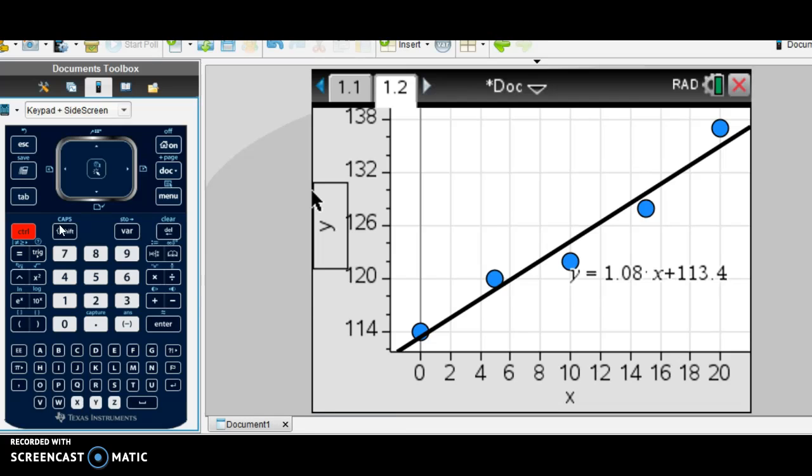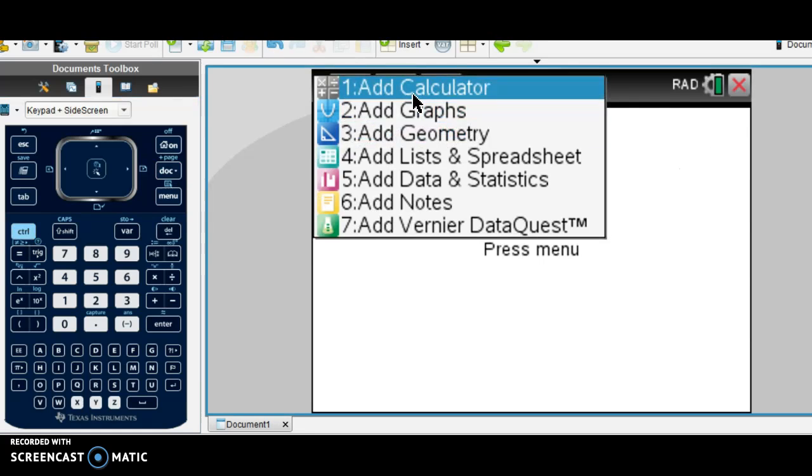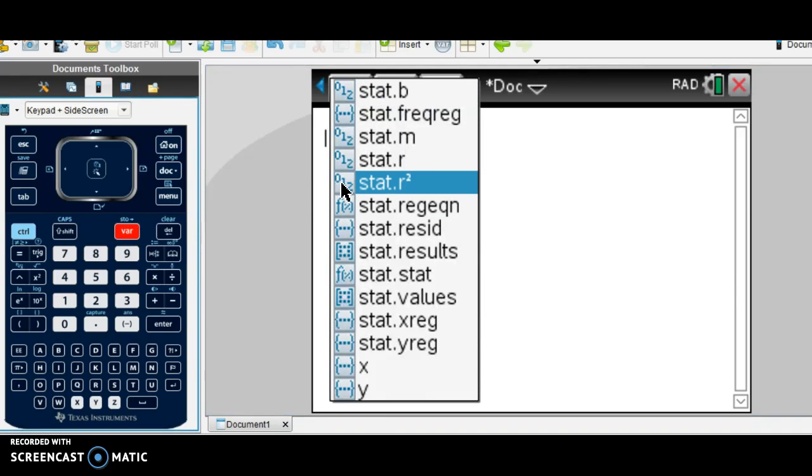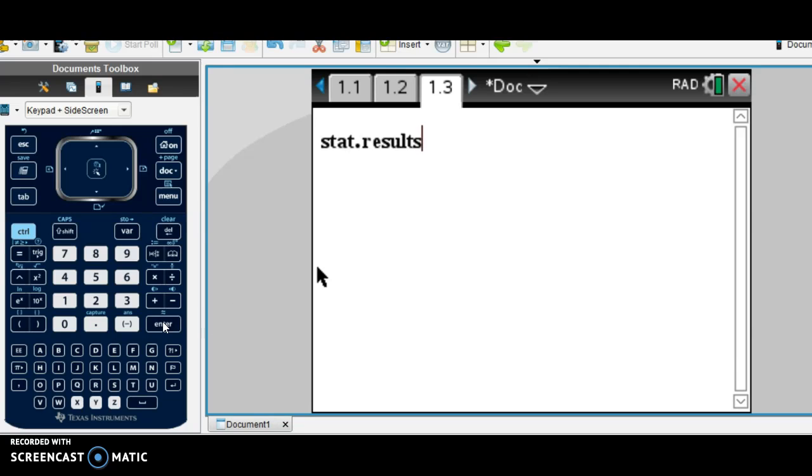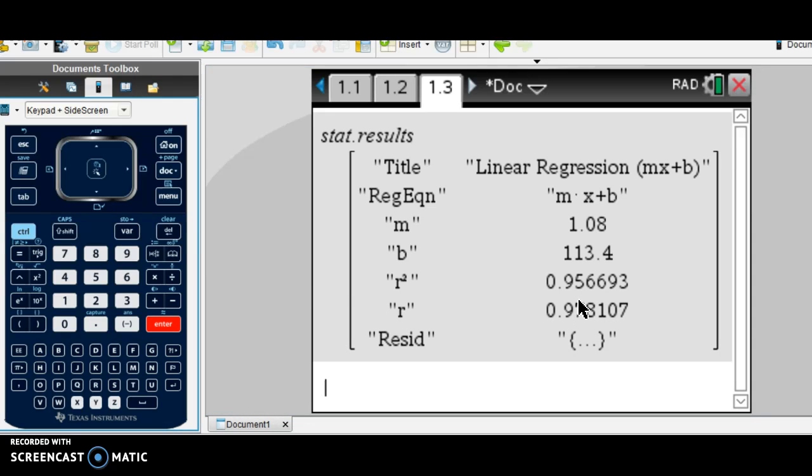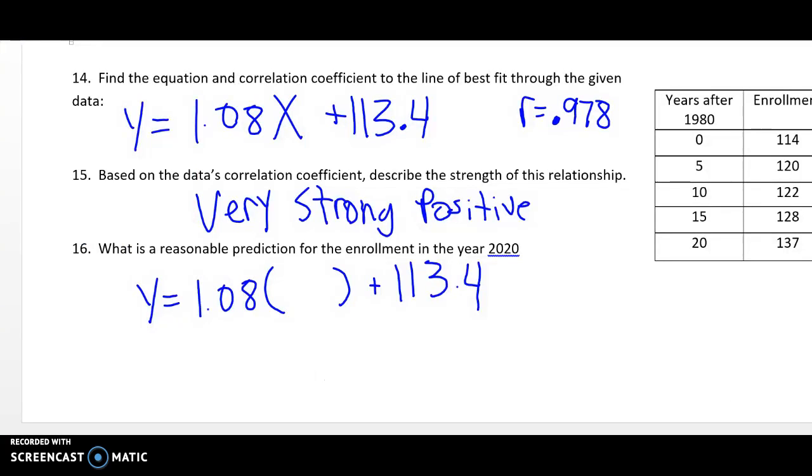To get my correlation coefficient, add another page, make it a calculator, push var, and then choose stat.r or stat.results. Hit enter. My R is 0.978. Okay, so here's my R value, 0.978. That is a very strong positive correlation. Anything above 0.75 is strong.